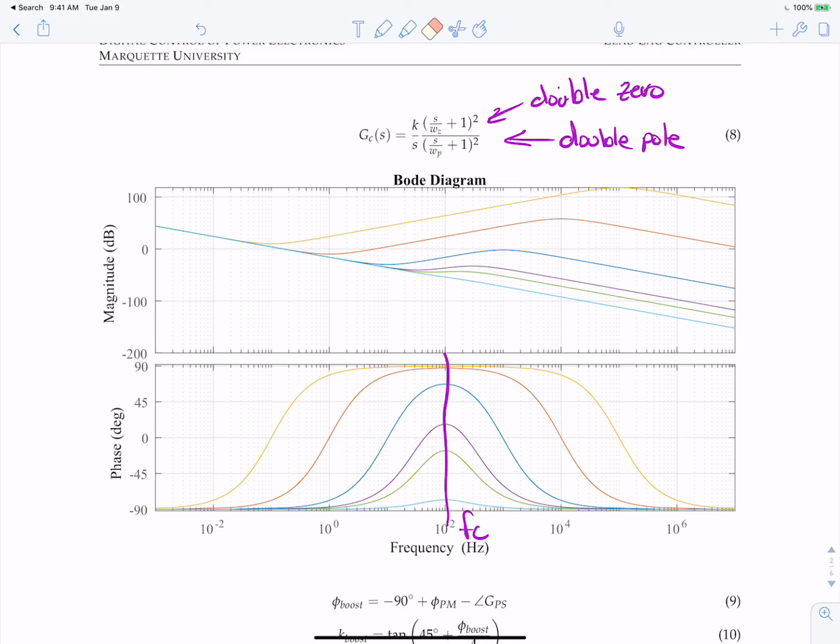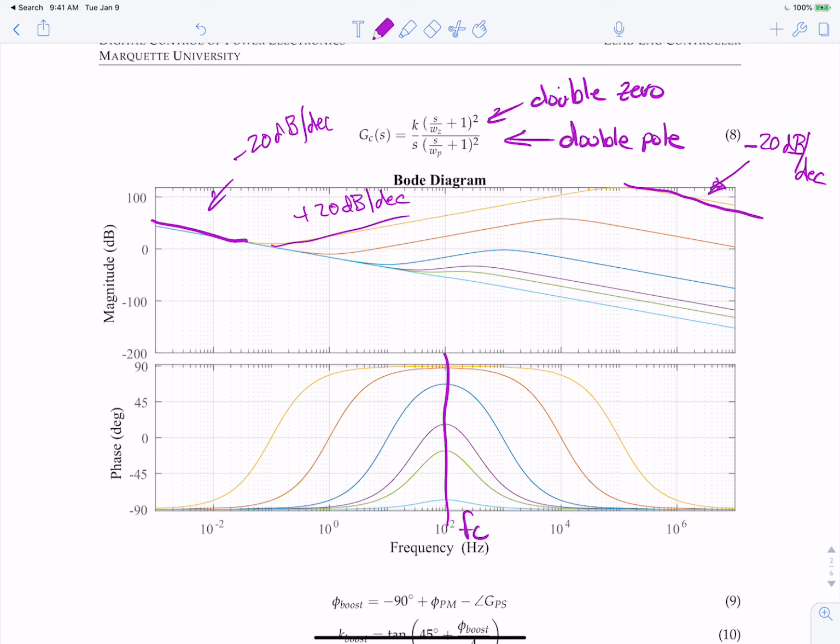And then you can also see with the gain, since I have a double pole plot, I'm going to start down at minus 20 dB per decade due to the integrator. Once I hit, guess what, the double zero, I start going back up at 20 dB per decade. And then once I hit my double pole again, I'm going back down at 20 dB per decade. So you never really have a flat level like you did with the single pole and zero variant.